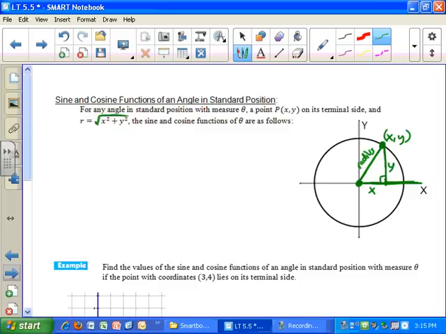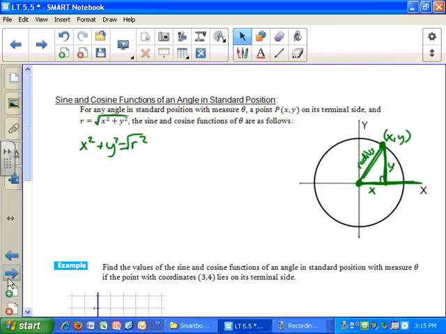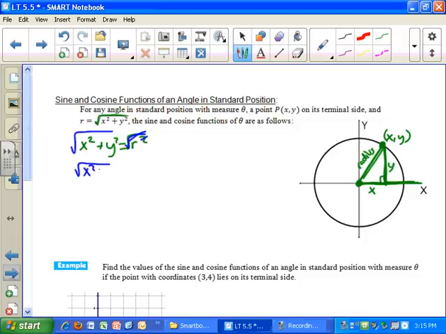But I do know that that is a right triangle, and so I can say that x squared plus y squared has to equal r squared because of the Pythagorean theorem that says a squared plus b squared has to equal c squared, where c is the hypotenuse. So take the square root to get the radius all by itself. So then we end up with the square root of x squared plus y squared equals r.